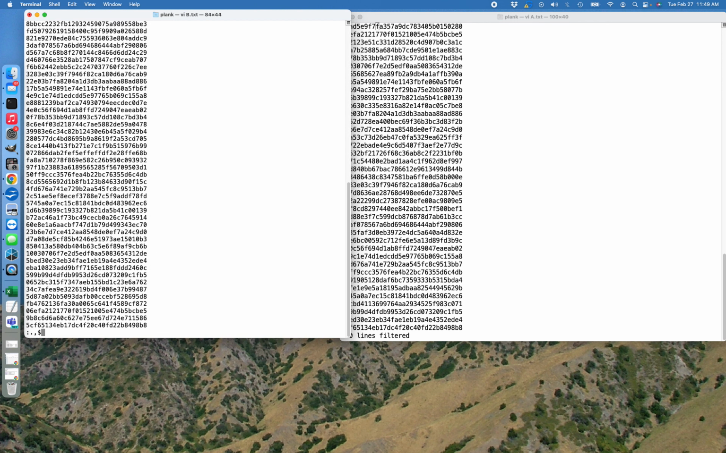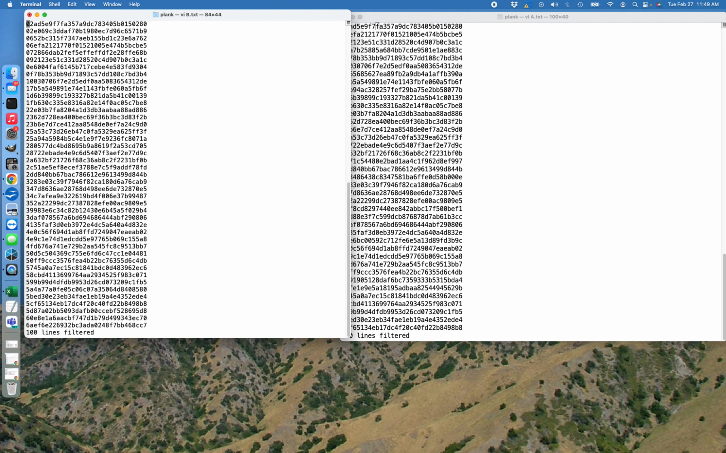Okay, sort. There it is. They match. We got lucky because they match. If you look at the second ones, they don't match.